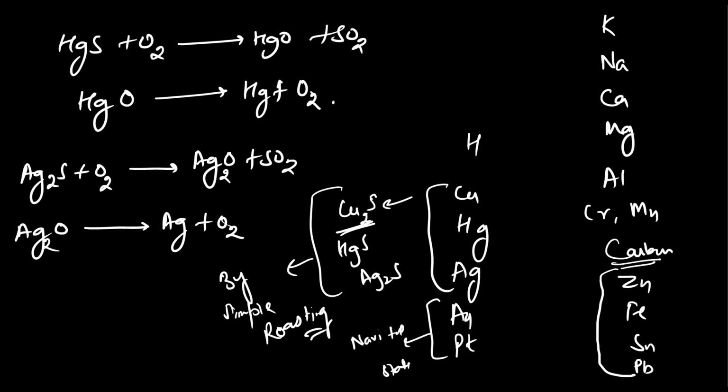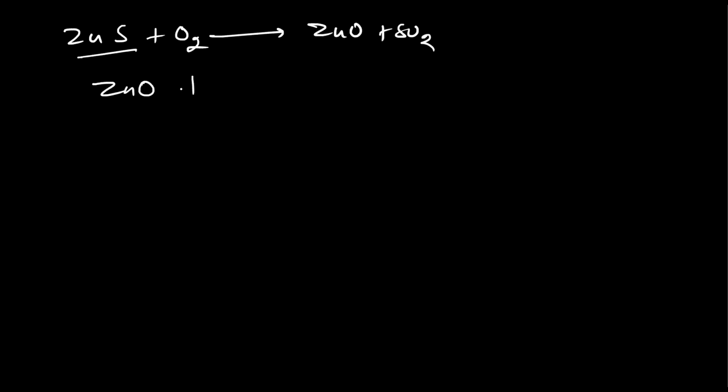If you heat it, for example, if I'm talking about ZnS plus carbon, ZnS first gets converted on roasting. It will give you ZnO plus SO2. But if you continuously heat ZnO, it will not give you Zn. It needs a powerful reducing agent. So that is carbon. When you use carbon, ZnO will get converted into Zn plus CO2.